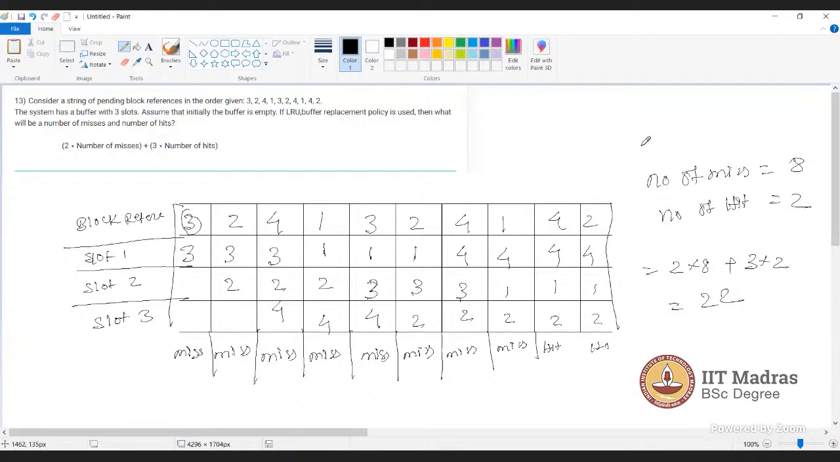Yes. So in this question, we followed LRU, right? So in the case of MRU, that is most recently used, what do we have to do? Instead of 3, first we have to replace 4, then we have to replace 2, then we have to replace 1. We have to replace in the reverse. But we will have more hits actually.